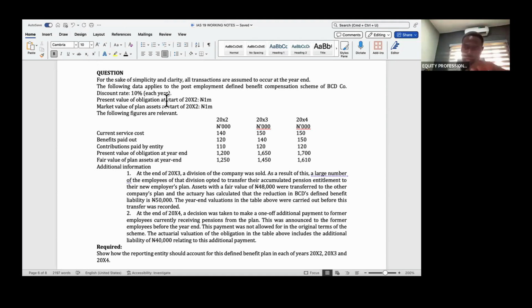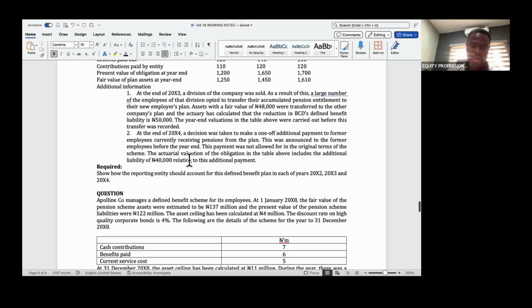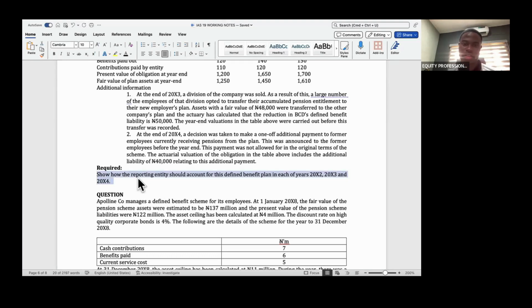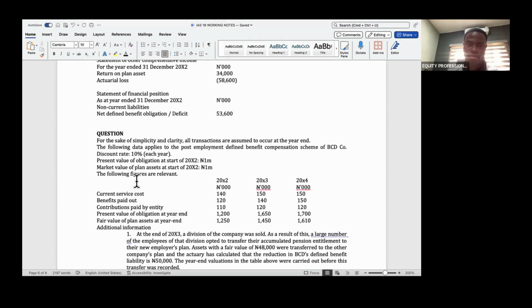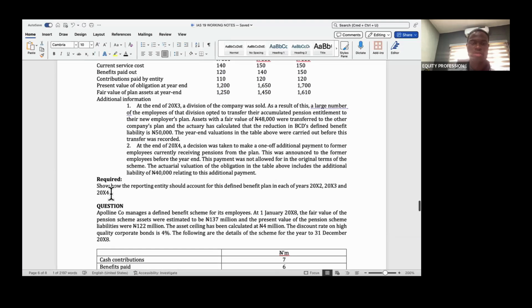Thank you very much, Ahmed. Yes, sir. So let us look at it. You said, show how the reporting entity should account for this defined benefit plan in each of the years. Okay. So let's begin one by one. If you look at the very first part of the question, they give us the discount rate, usually to calculate the interest. They give us the PV of obligation at the beginning of the year. They give us the market value of the plan assets at the beginning of the year. So let's execute those first.